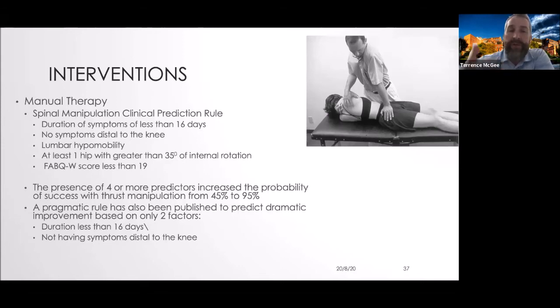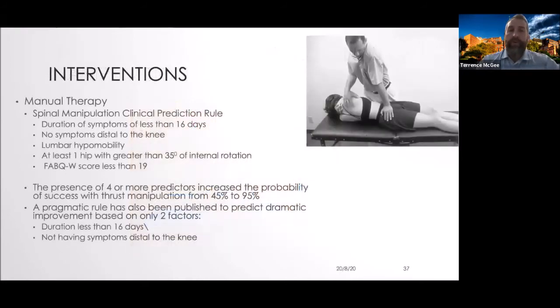So there were subsequent studies done. The sweet spot with this really is 4 or more of these predictors being present, and it increases the likelihood of success, with success being measured by a 50% reduction on their Oswestry. It was a 95% success rate. If you look at a pragmatic rule, which was done several years later by Fritz et al., what they found was that 2 factors really stood out: duration of symptoms less than 16 days, and then no symptoms distal to the knee.